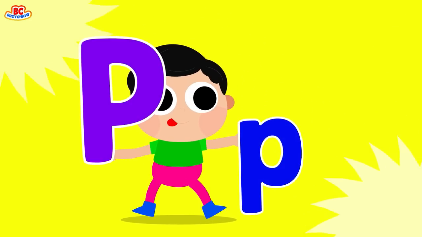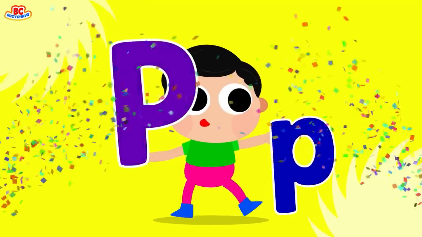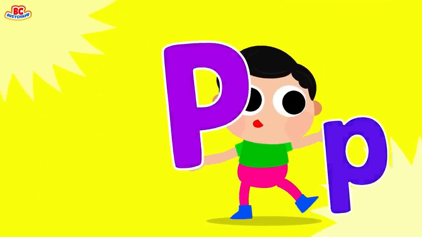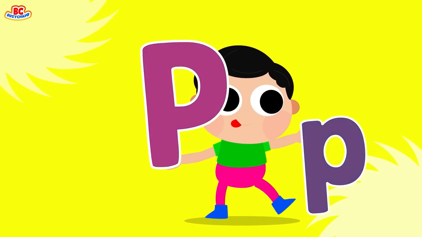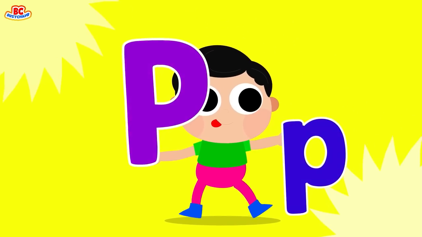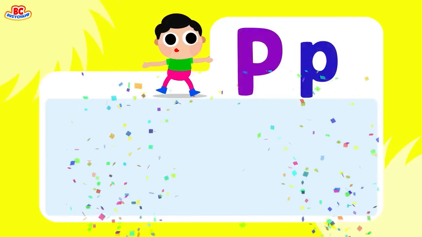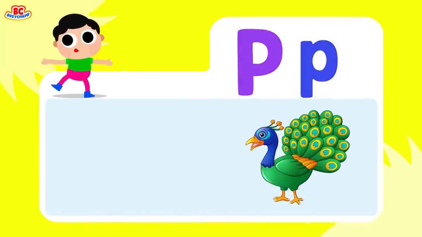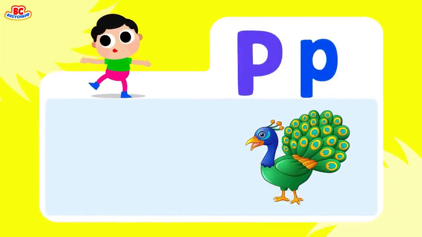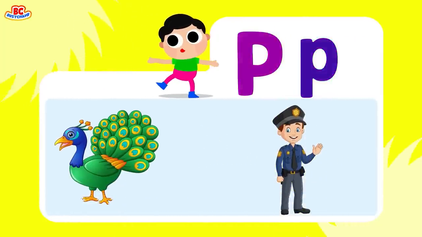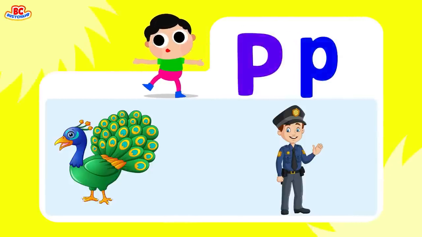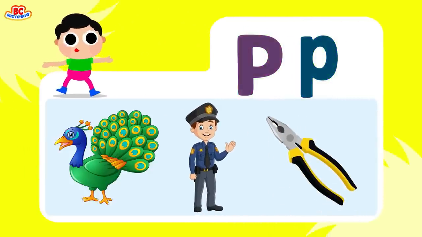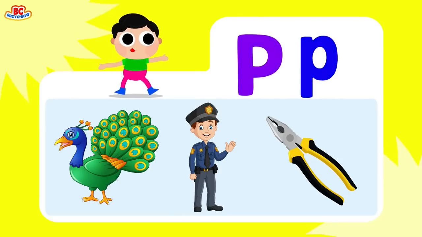Which alphabet can you see in my hands? I have the letter P in my right hand and it sounds P in my left hand. And there are so many words that begin with letter P. P called peacock. P, P, peacock. P called policeman. P, P, policeman. P called pear. P, P, pear.